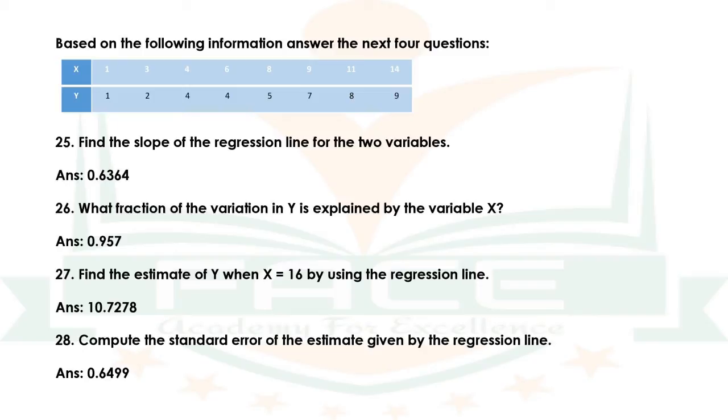Question number 26. What fraction of the variation in y is explained by the variable x? The answer is 0.957. Question number 27. Find the estimate of y when x is equal to 16 by using the regression line. The answer is 10.7278. Question number 28. Compute the standard error of the estimate given by the regression line. The answer is 0.6499.